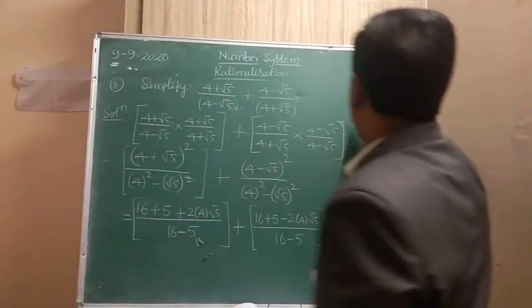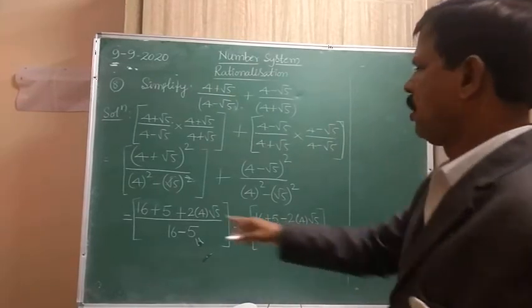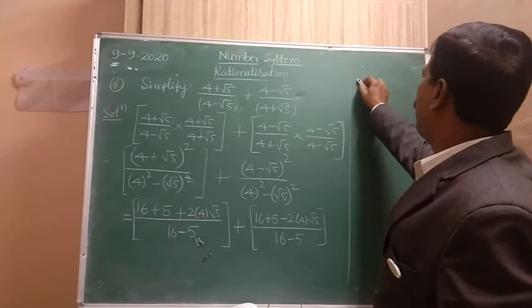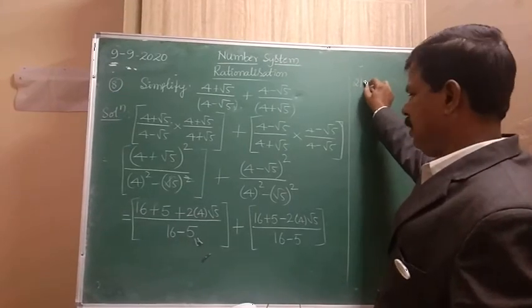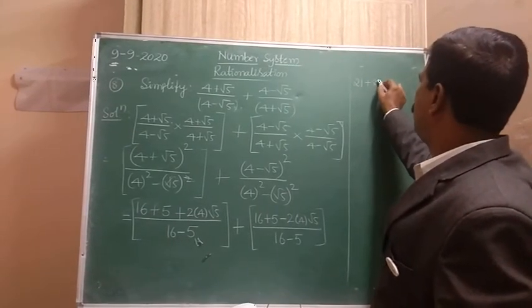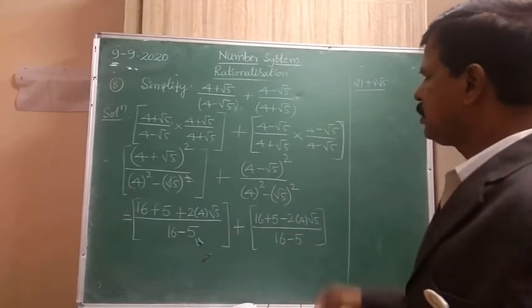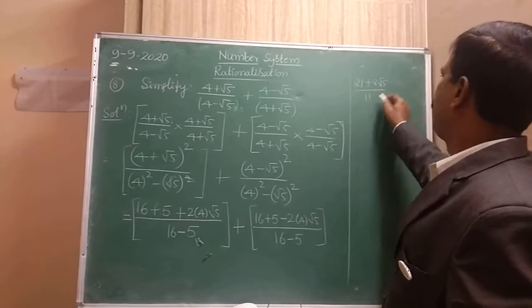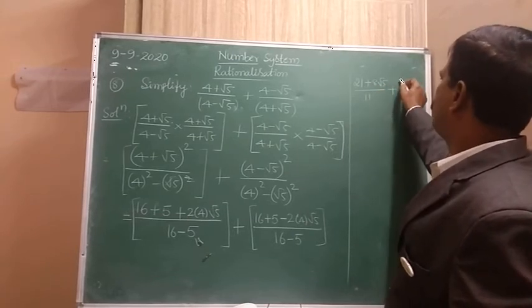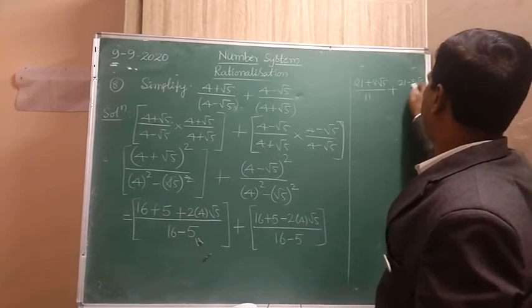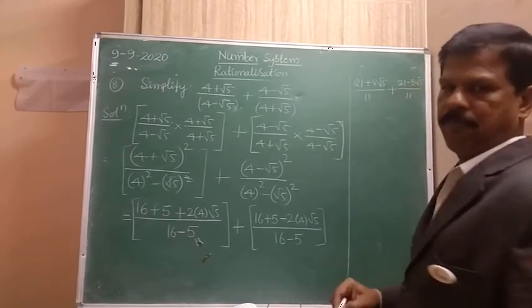Now I am doing here 16 plus 5 is how much? 21. 21 plus 2 4s are 8 root 5 by 16 minus 5 is 11, plus, so this also 21 minus 8 root 5 by 11.